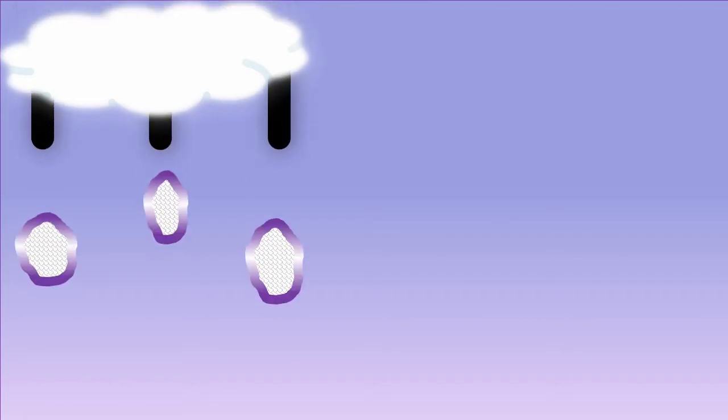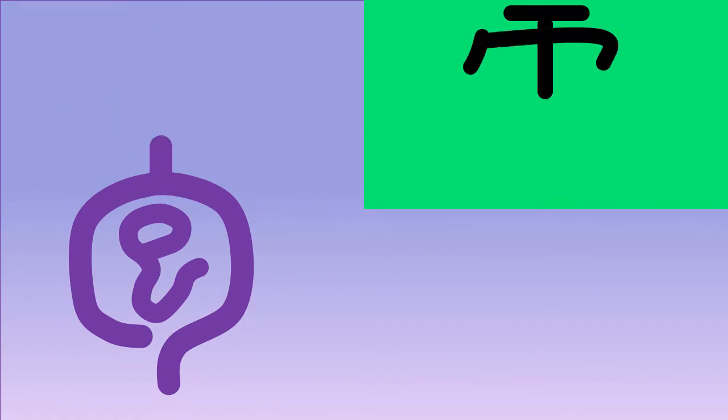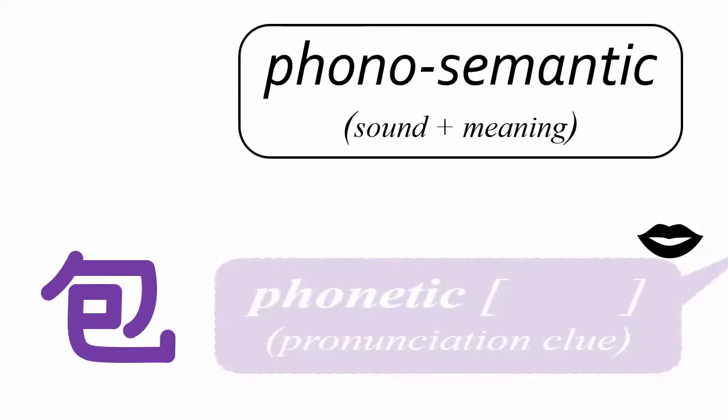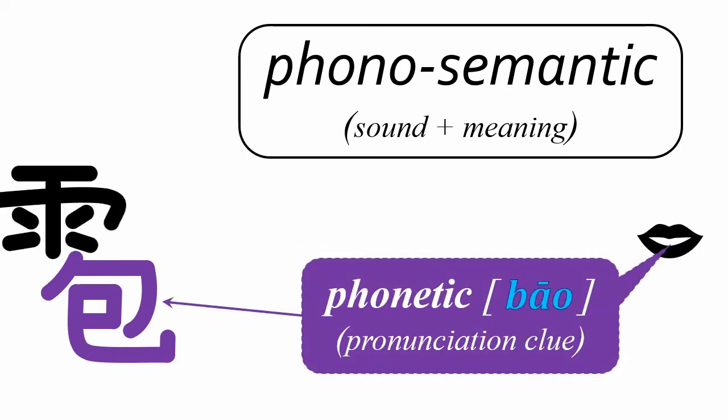Our next character has the same oracle bone pictogram of a cloud, but this time the cloud is releasing hailstones instead of raindrops. This new character is pronounced second tone, báo. As you can see, the hailstones were later replaced with a familiar character from lesson 14 to serve as the phonetic, bāo, conveying the idea of little bundles of ice, that is.